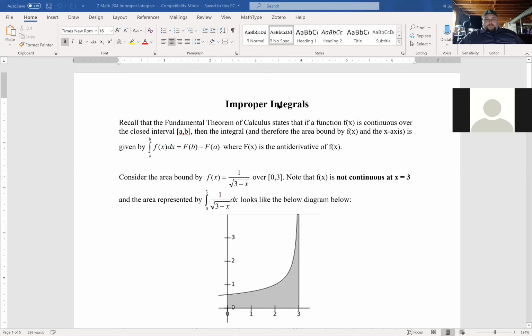All right, so what do I mean by improper integral? First off, recall that the fundamental theorem of calculus says the function is continuous over the interval that you integrate. So if I'm integrating from a to b, the function must be continuous there. That includes things such as a function going off to infinity or having a sharp change in its slope.